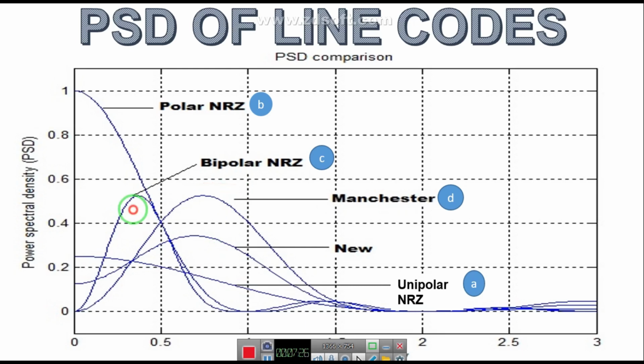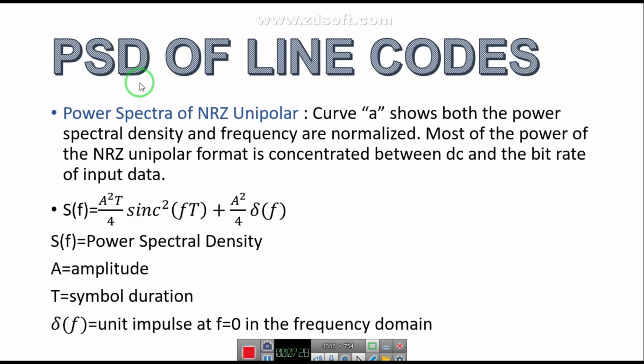Now we are going to see the individual power spectra of these line codes. So first is what? NRZ unipolar. In this one it is represented, see, it is the PSD, power spectral density of your unipolar NRZ. It is given by the equation A square T upon 4 sinc square of fT plus A square by 4 into delta f.